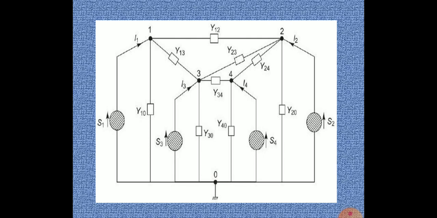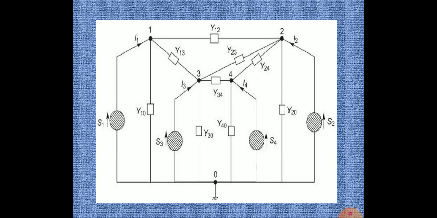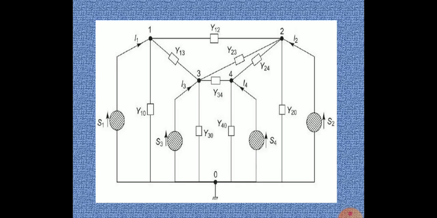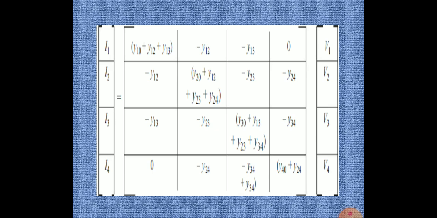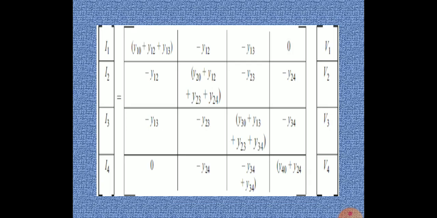So this is a 4 bus system example, and the equation is given like this. See here in bus 1 we have admittances y10, y12 and y13. So totally y10 plus y12 plus y13. This is the self-admittance value. Next, mutual admittance, capital Y12 is equal to minus of small y12, and mutual admittance capital Y13 is equal to minus of small y13. And mutual admittance Y14 is equal to 0, because in this 4 bus system no admittance is connected between bus 1 and 4. So this is the equation representation of the Y bus matrix.